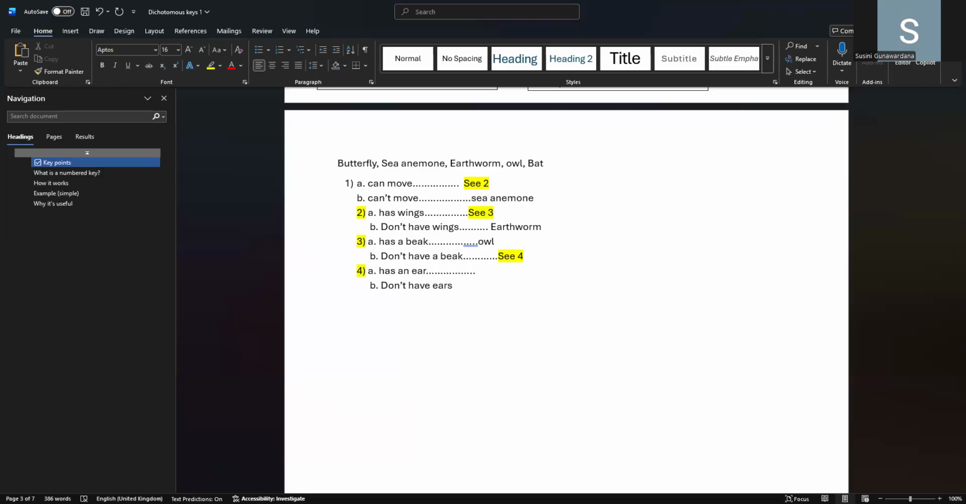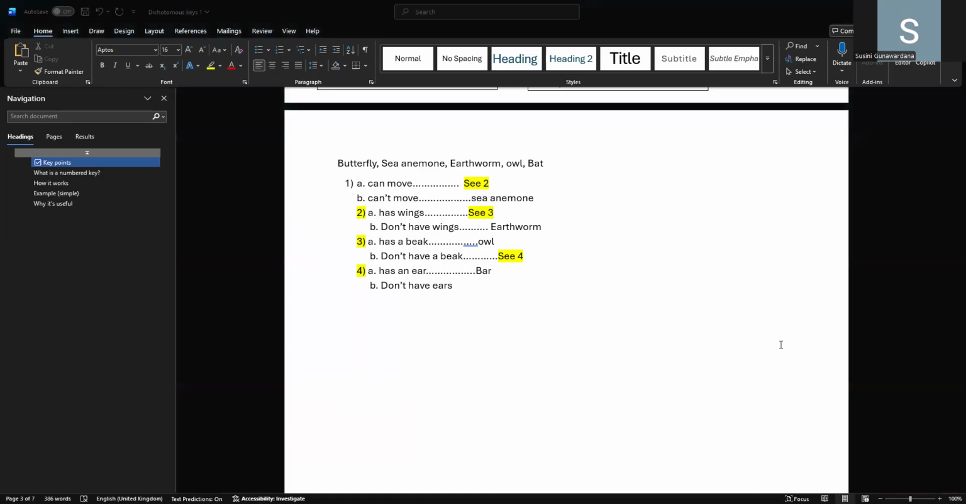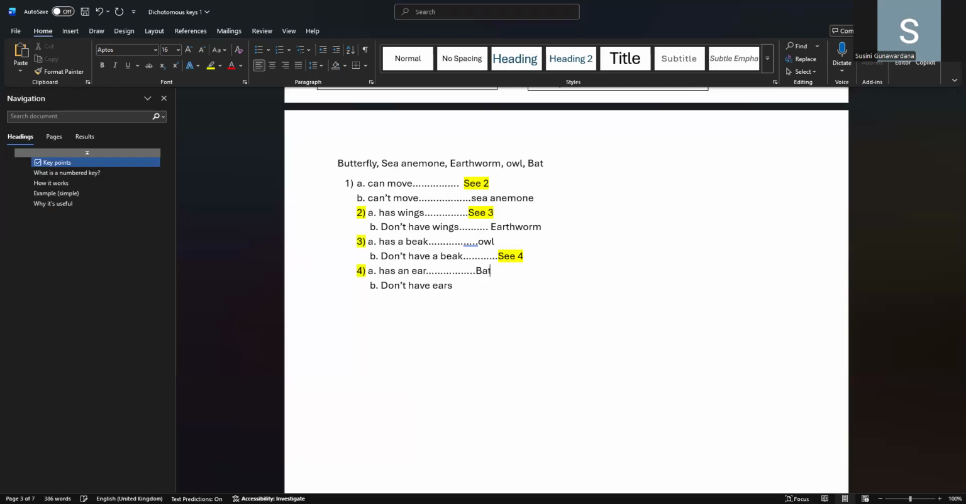Has an ear, that is bat. Don't have an ear, that is butterfly. Just have a look and move under that: butterfly, earthworm, owl, and bat. Four organisms will be represented by the C2.